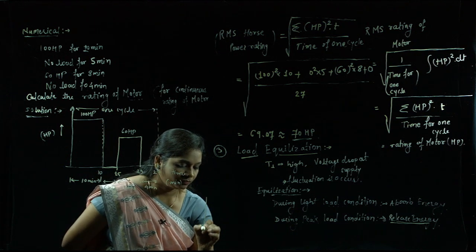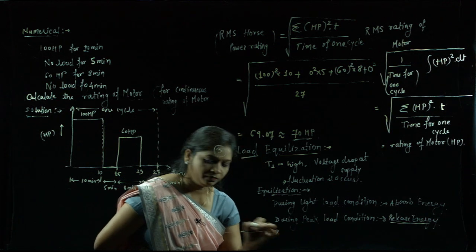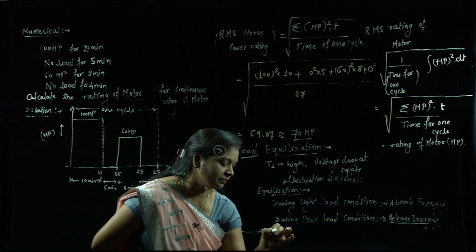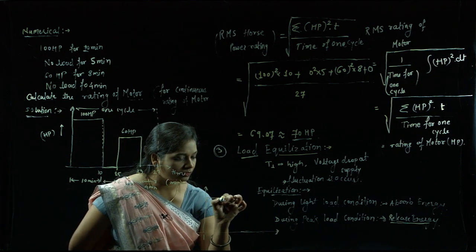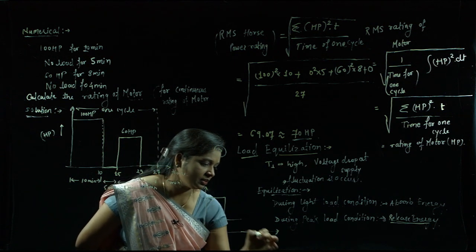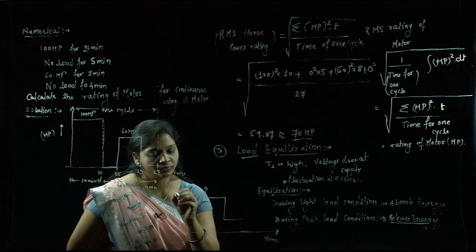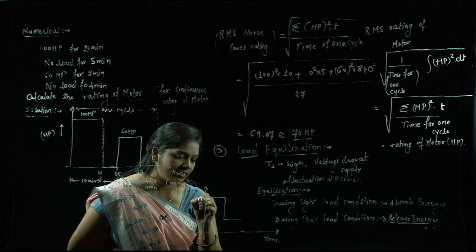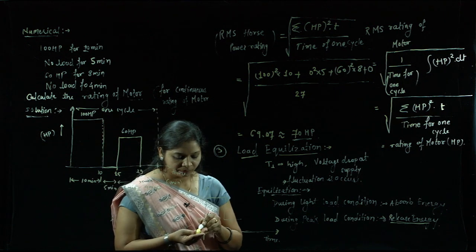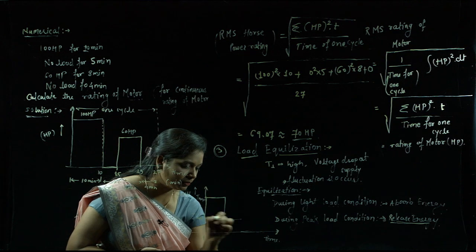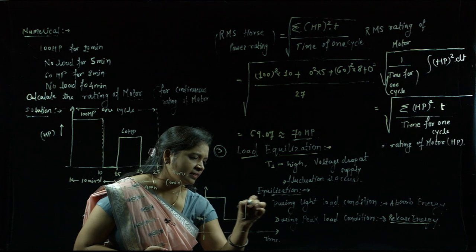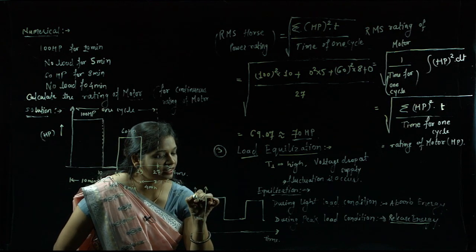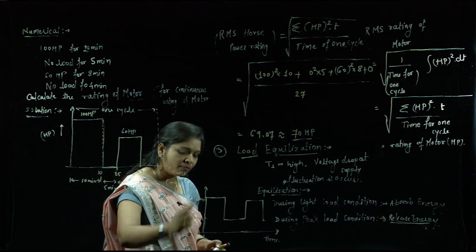See, this axis is the time axis, and this is torque. This is T max, this is T minimum. Again T max, T minimum. See, this torque is the load torque, so you can mention that as TL, with suffix L. So that is TL max, TL minimum.